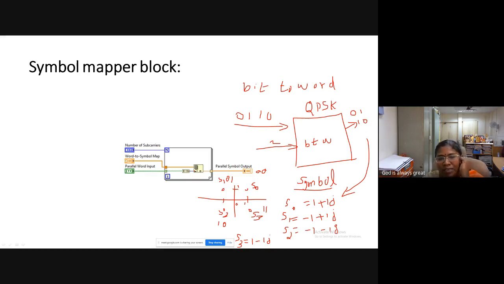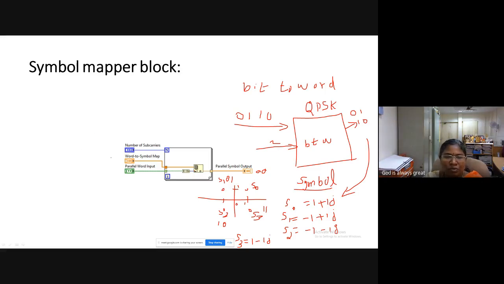Then in your first subcarrier, if your data is 0, 1, then symbol S1 should be given as output. That is, the output for the subcarrier should be minus 1 plus j. The second subcarrier, if your data is 0, 0, then S0 should be the output. That is 1 plus 1j. So that's what this block does.